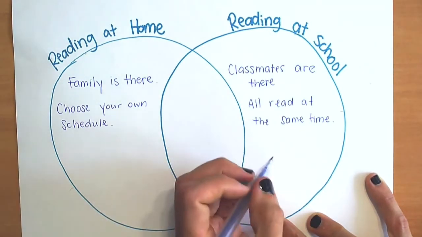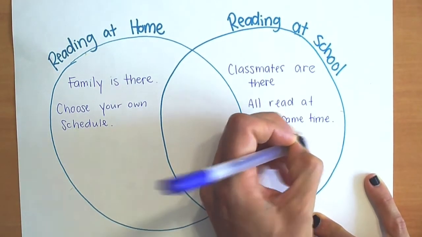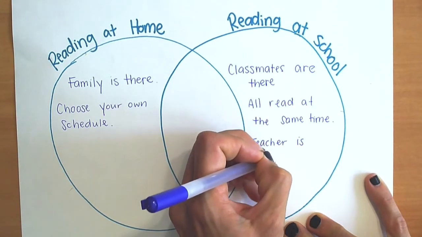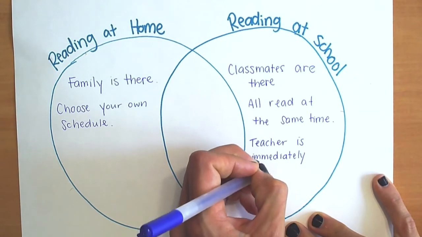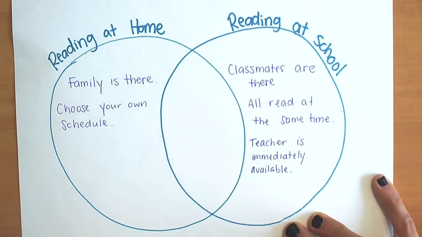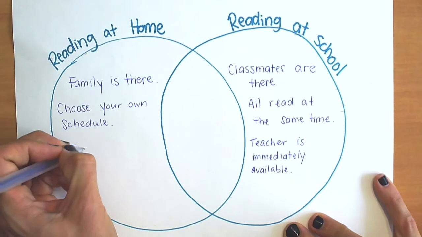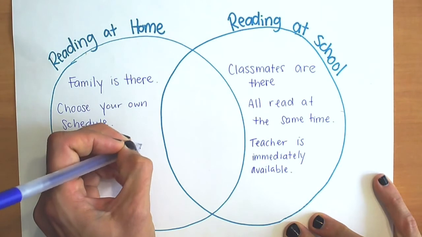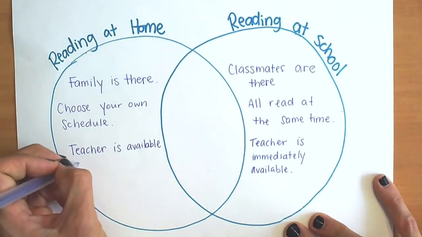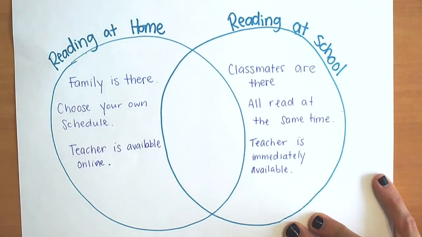Additionally, when we're at school, when you're doing some independent reading, your teacher is immediately available. You can raise your hand and your teacher would come over in just 10 seconds. But when you're at home, it might take a little bit longer for your teacher to respond to you. Your teacher is available online. So those are the ways that it's different.